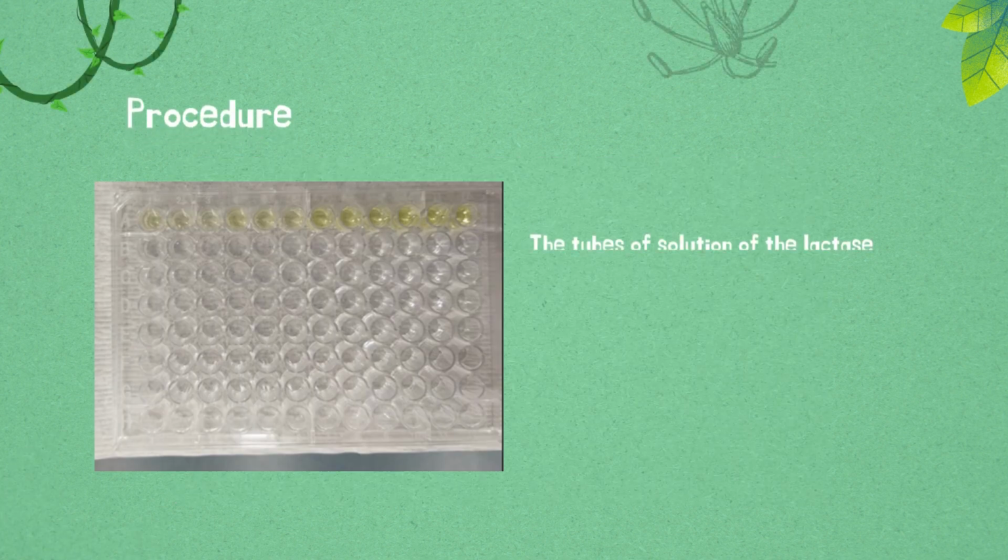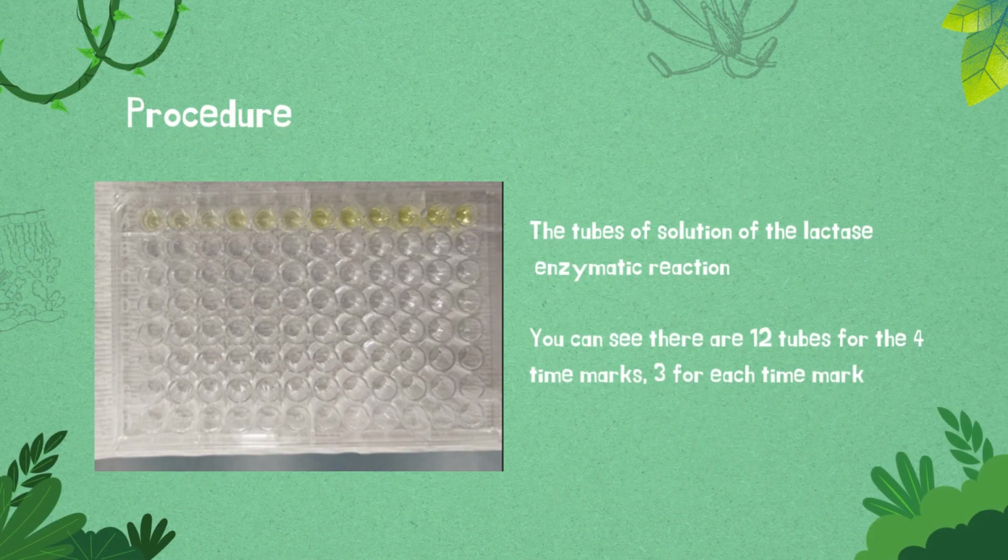For redundancy purposes, there are 3 tubes per time mark. Control tubes are also set up for the enzyme as well as the substrate separately. Any returned values from the control tubes should be added together and subtracted as a background measure to reduce error.